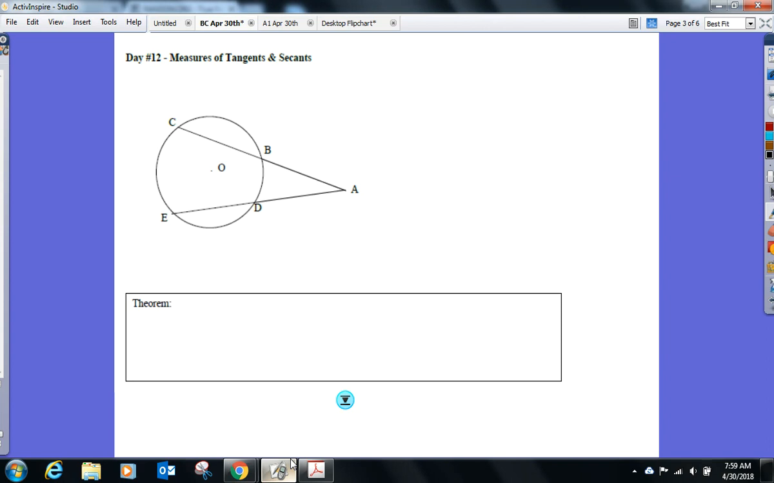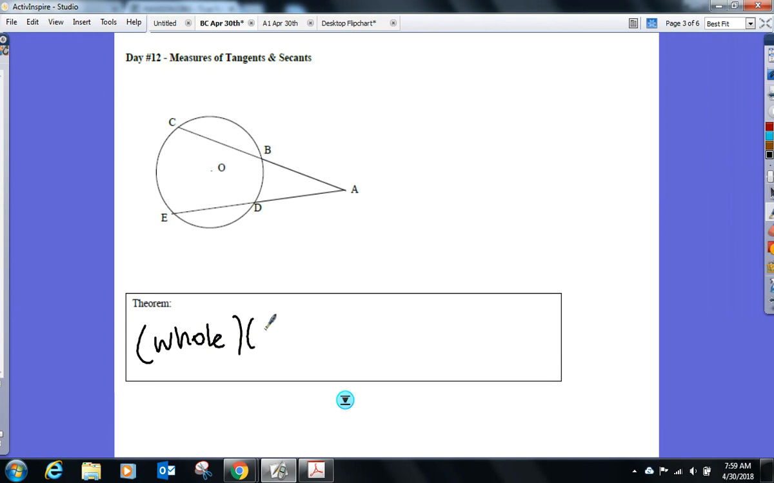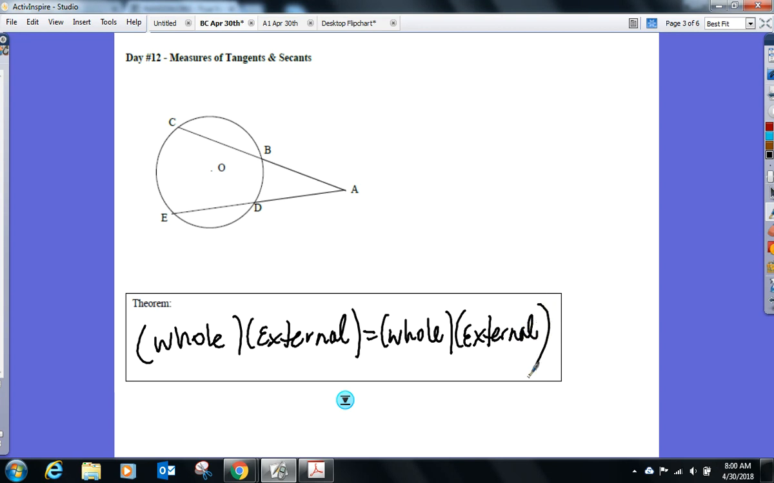How do I find the lengths of the secants? I'm going to give you a nice theorem to remember. It's actually not even a theorem. It's a saying I'm going to have you remember. When I'm asking for the lengths of some secants, here's what I'm going to have you remember. This little saying: whole times external equals whole times external.